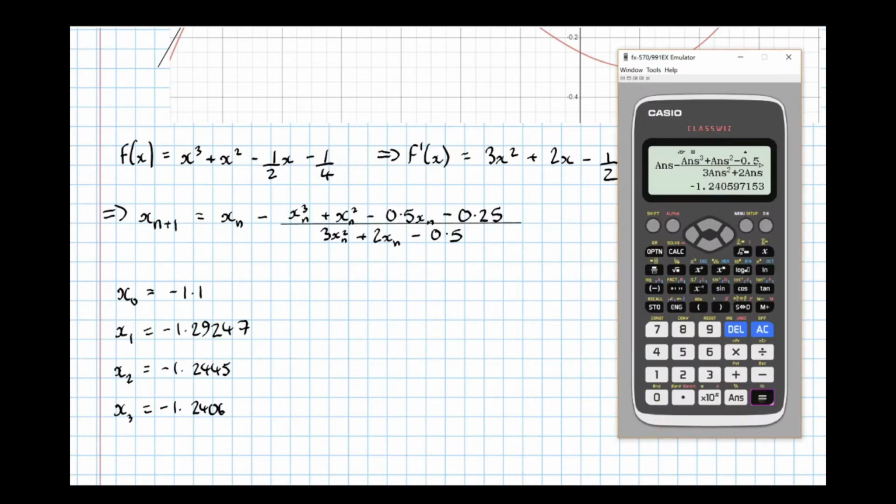And basically we can keep going until we start getting exactly the same numbers. So I keep pressing equals now, we're getting exactly the same. We've got it as precisely as we possibly can. Minus 1.240597152 to 9 decimal places, or 10 significant figures.